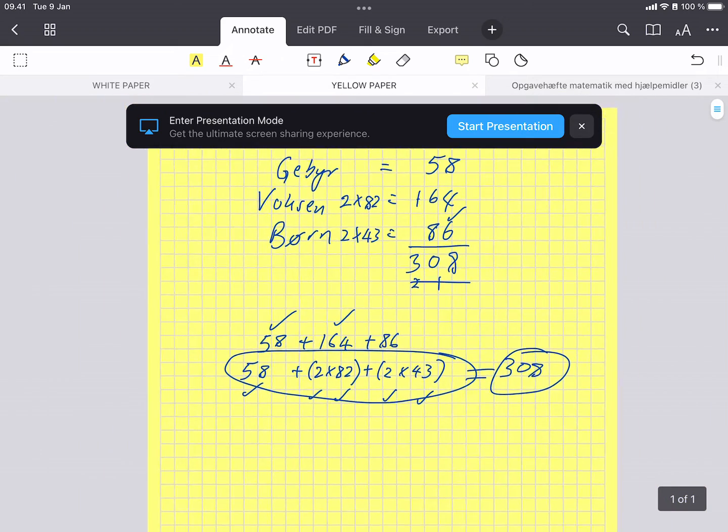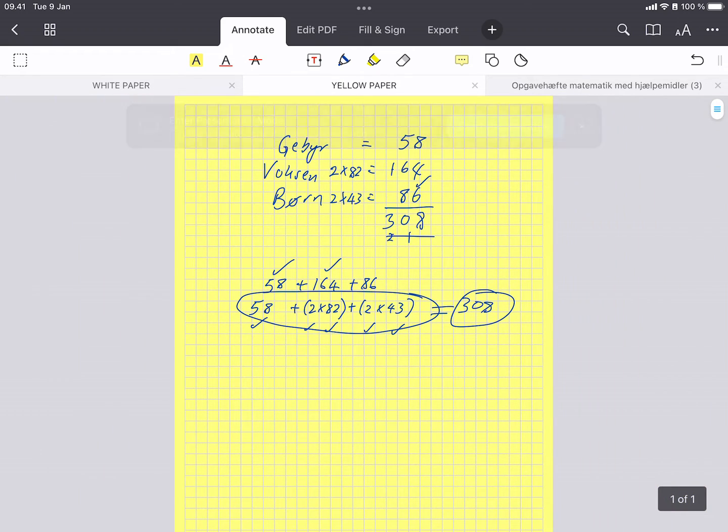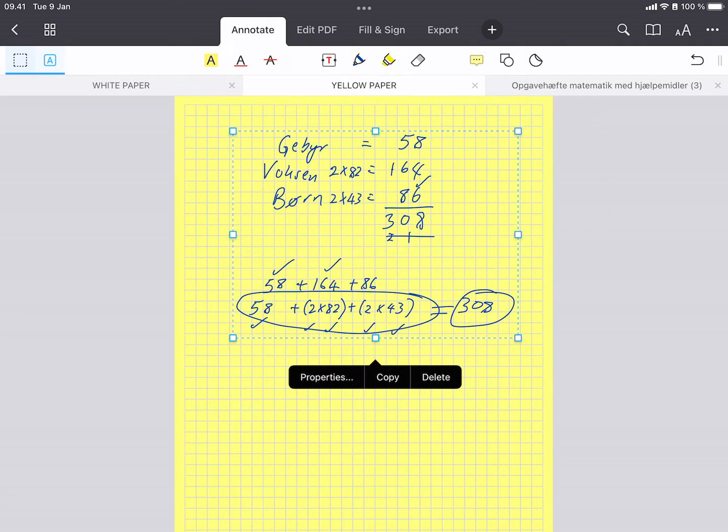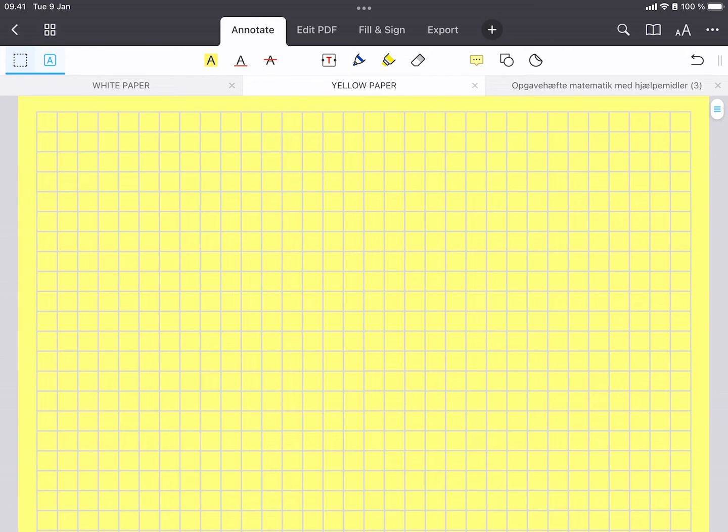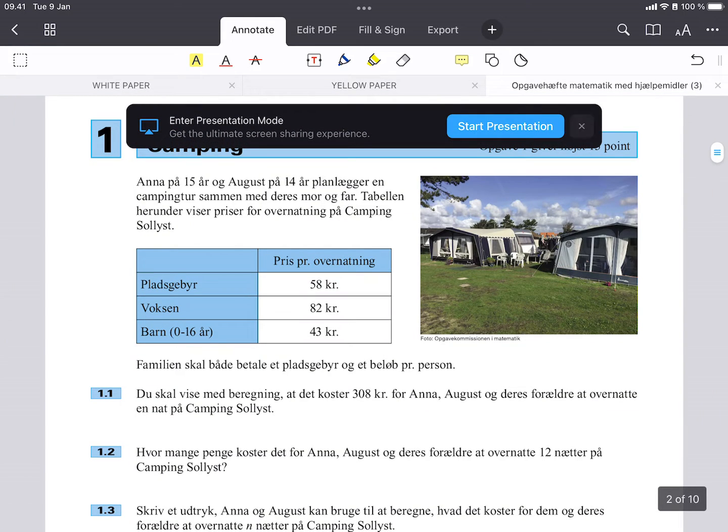Okay. So I'm just going to clear my yellow paper. Of course, you'll just have another sheet of yellow paper to get ready for the next answer. Okay, the next answer.